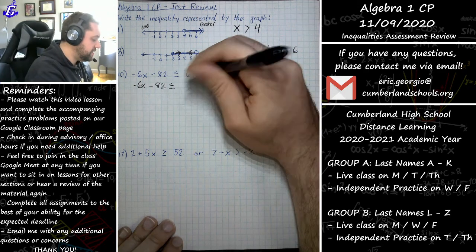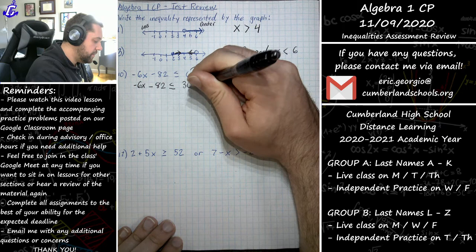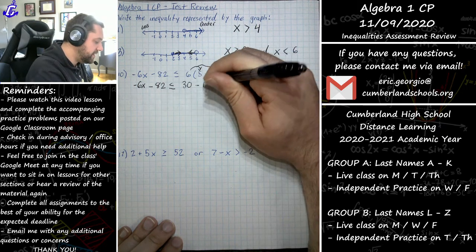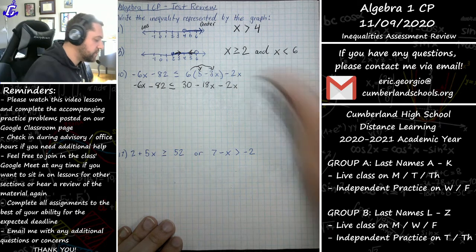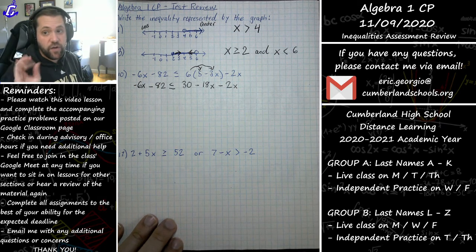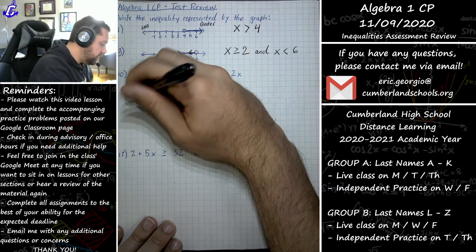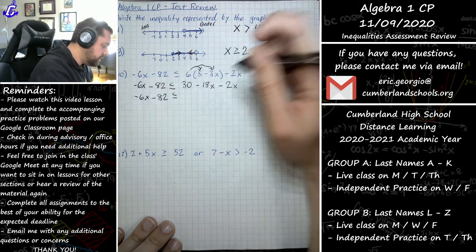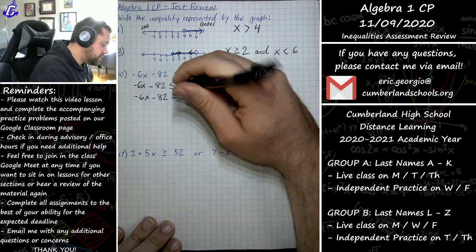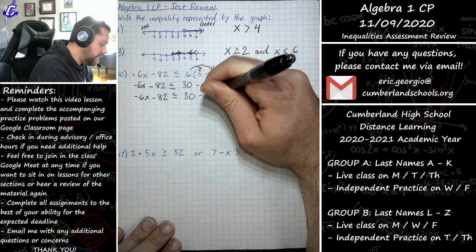This is going to give me 6 times 5 is 30. 6 times negative 3x is minus 18x, so 30 minus 18x minus 2x, just going to carry straight down. I'm going to combine like terms on that right side. We get negative 6x minus 82, it's less than or equal to. Negative 18x minus 2x, we're going to get 30 minus 20x.